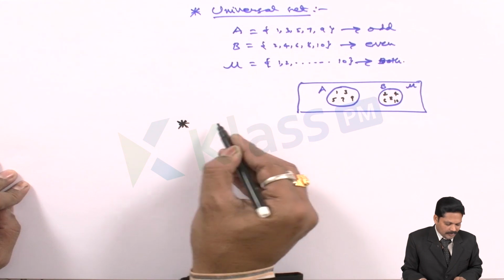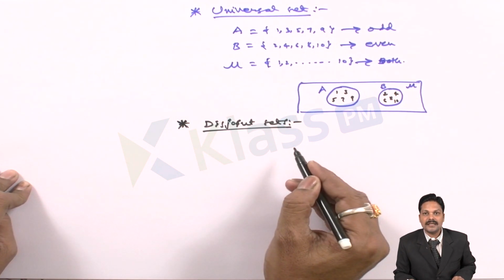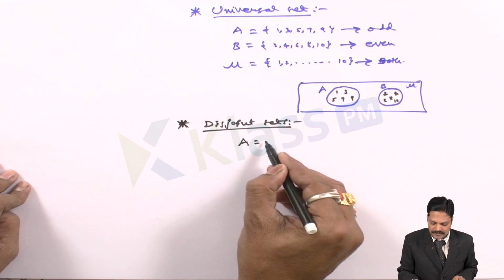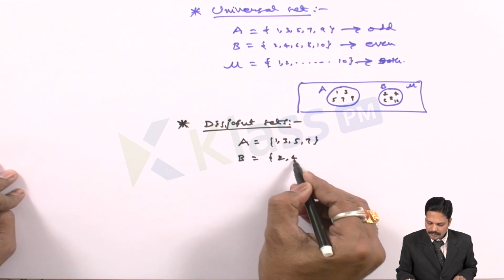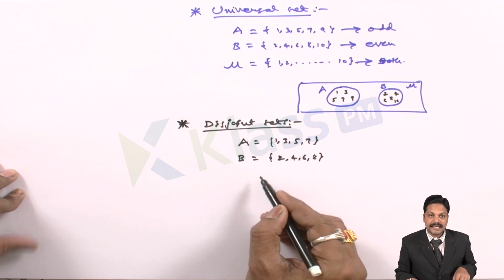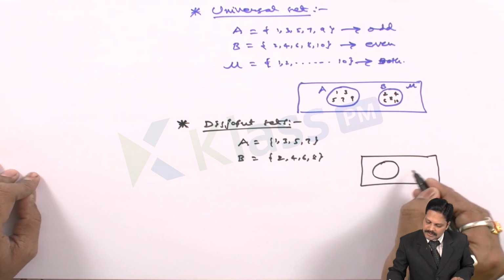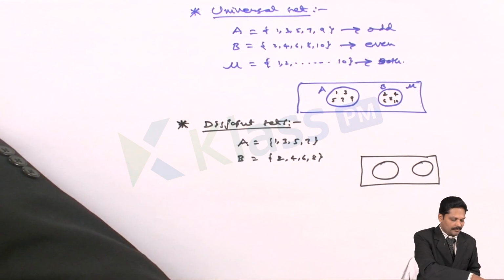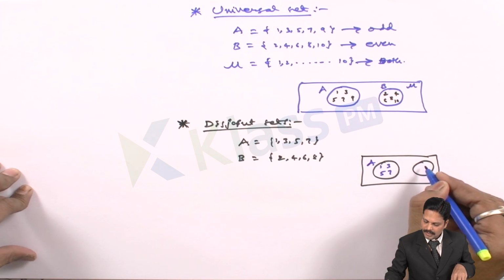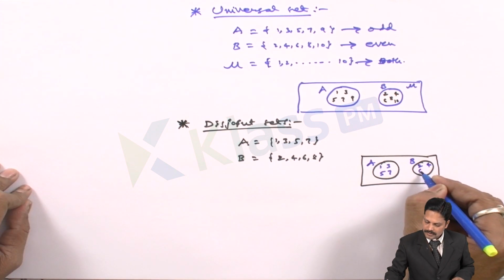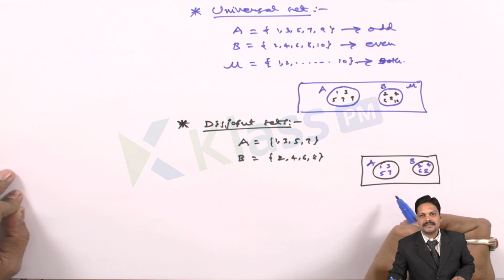Next one we are taking here is disjoint sets. How can we represent disjoint sets in the Venn diagram? See, I am taking values of A as 1, 3, 5, 7 and values of B as 2, 4, 6, 8. So how can we take disjoint sets in the Venn diagram? Here I am representing the values of A, 1, 3, 5, 7, and here the values of B, 2, 4, 6, 8. In both the sets we do not have any common element. In this manner we can represent the Venn diagrams.